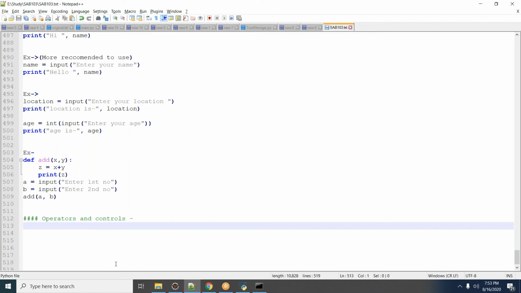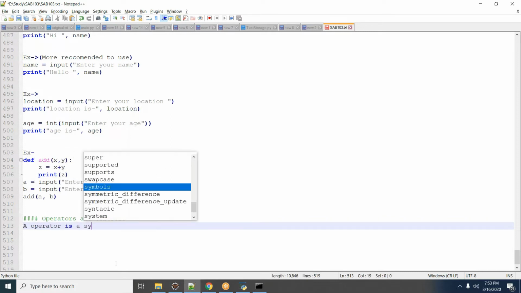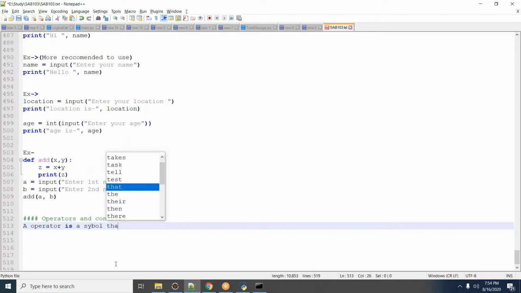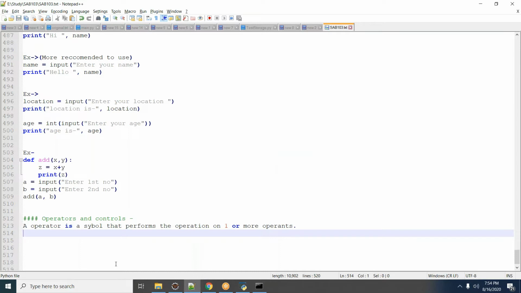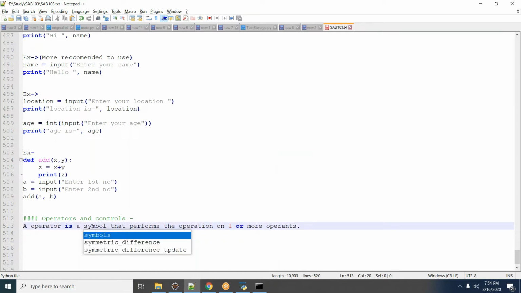Okay, so operator and controls. What does it mean by operator and controls? An operator is a symbol that performs the operation on one or more operands. Operator is a symbol that performs the operation on one or more operands.